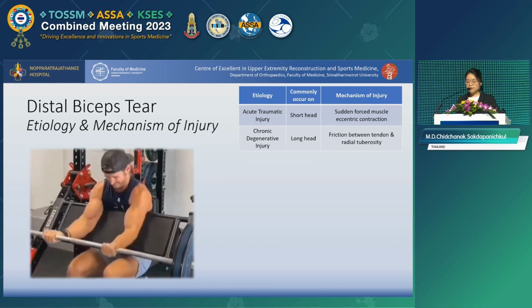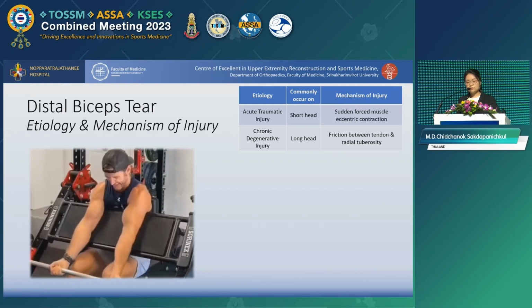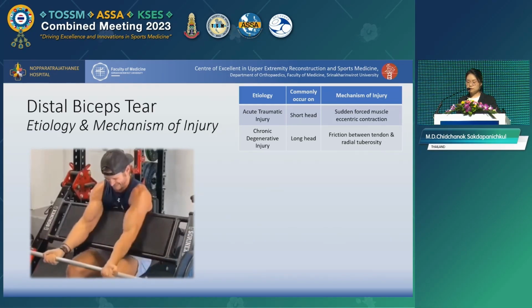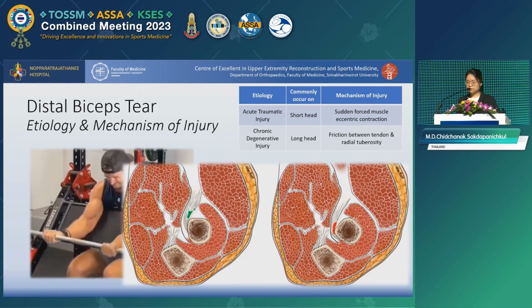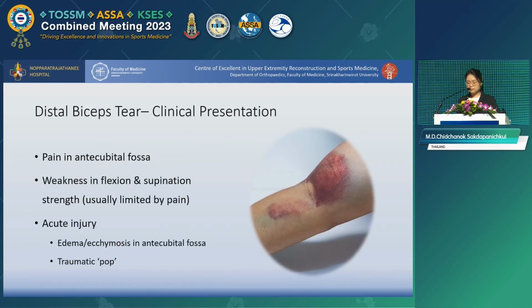Distal biceps tear in acute traumatic injury: there is a sudden forced eccentric muscle contraction. The tear is commonly found on the short head of the biceps. On the other hand, chronic degenerative injury usually happens after repetitive friction between the tendon and the radial tuberosity, and is usually found on the long head of the biceps. These are the predisposing factors.